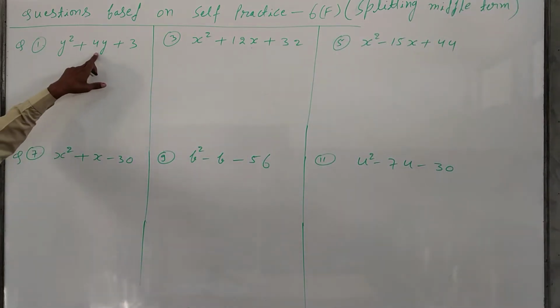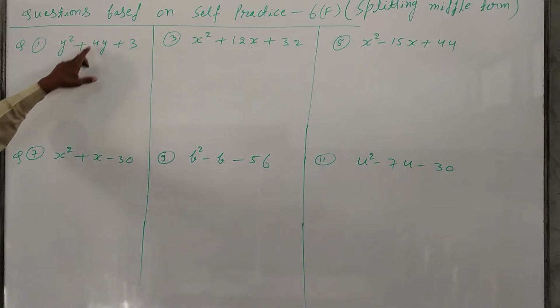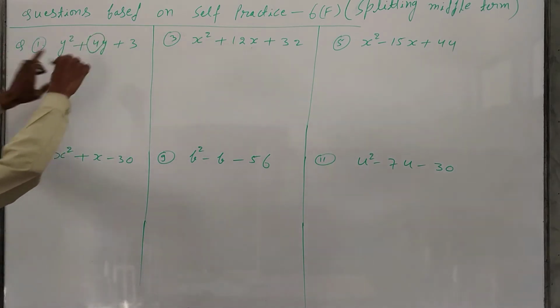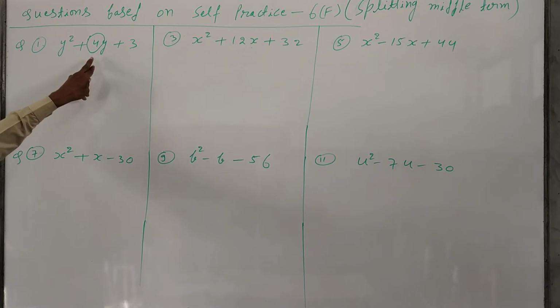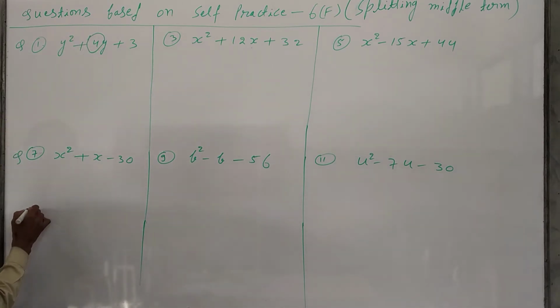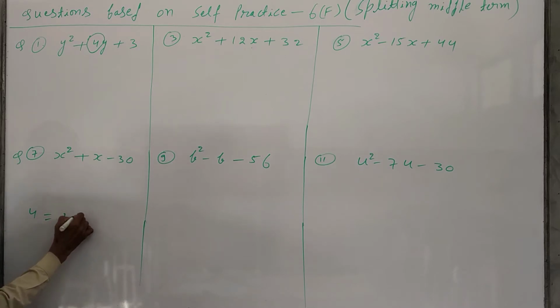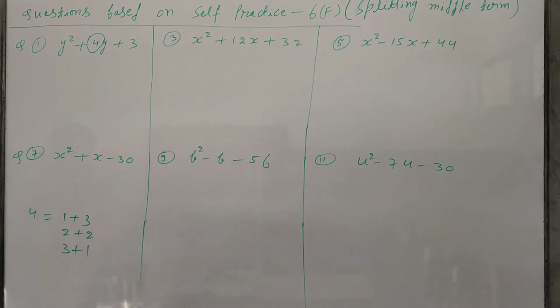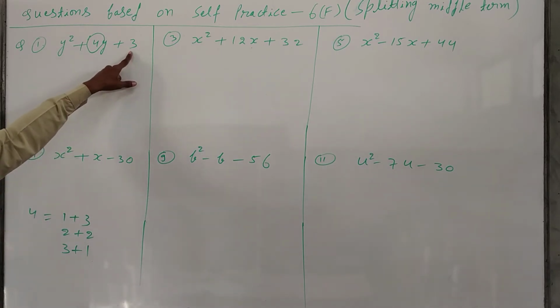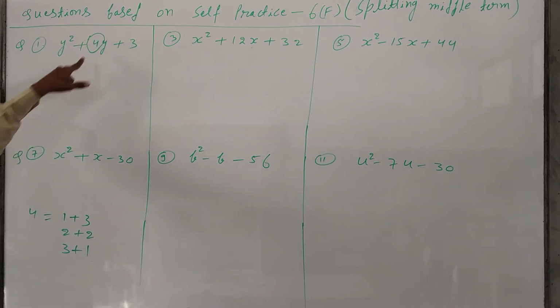So this one is the middle term, here it is 4. What should we write in place of 4? We have to write either 1 plus 3, or 2 plus 2, or 3 plus 1. Here 2 plus 2 gives 4, 1 plus 3 gives 4, 3 plus 1 gives 4. Here the multiplication should be 3 and the addition should be 4.